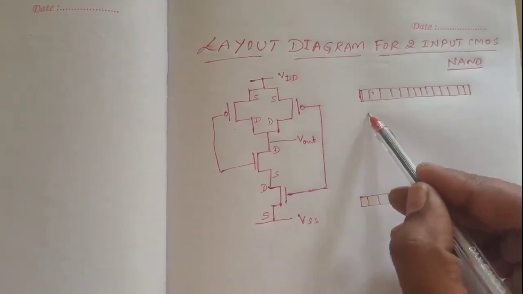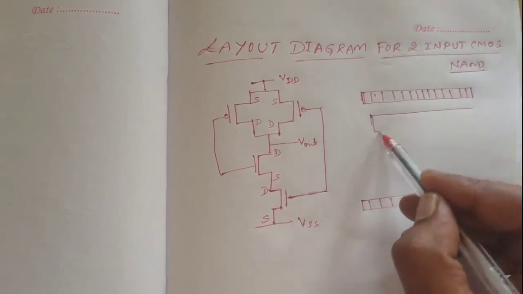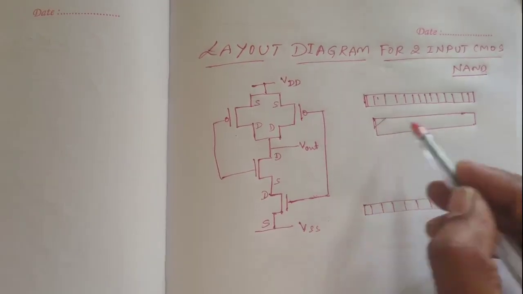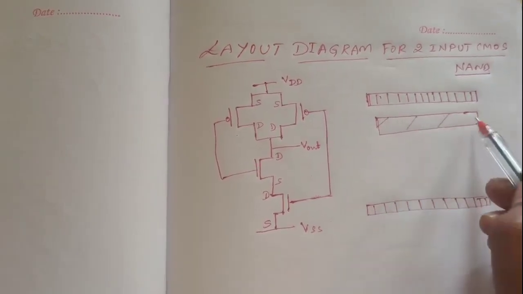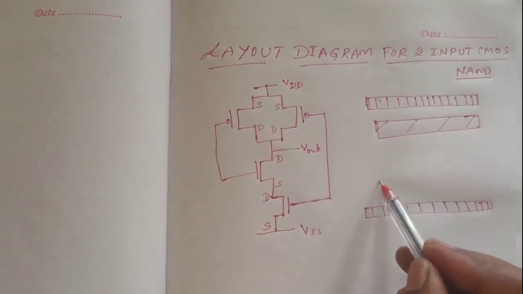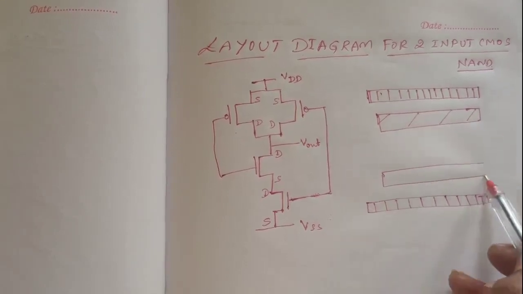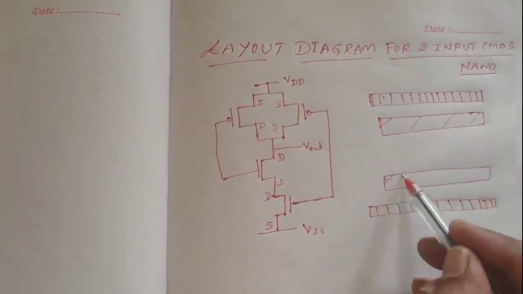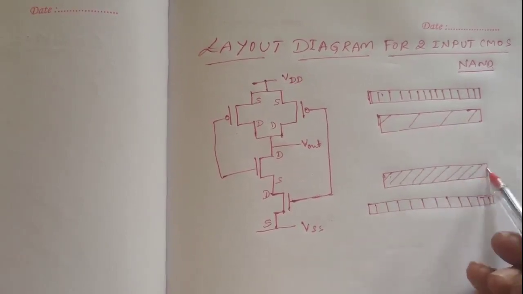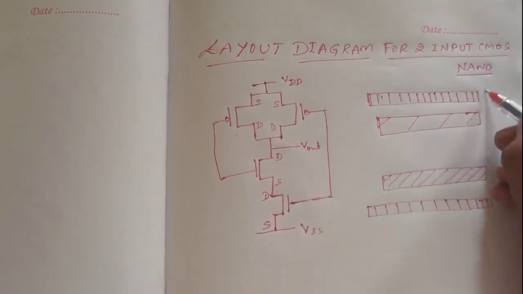After this, I have to create a layout for the PMOS transistors. For that PMOS, I will take a P diffusion layer, and the color code for that P diffusion layer is considered to be yellow. So this is a P diffusion. Similarly, nearer to the VSS line, I will consider the N diffusion layer. The color code for that is considered to be green. So this is the VSS line and this is VDD.